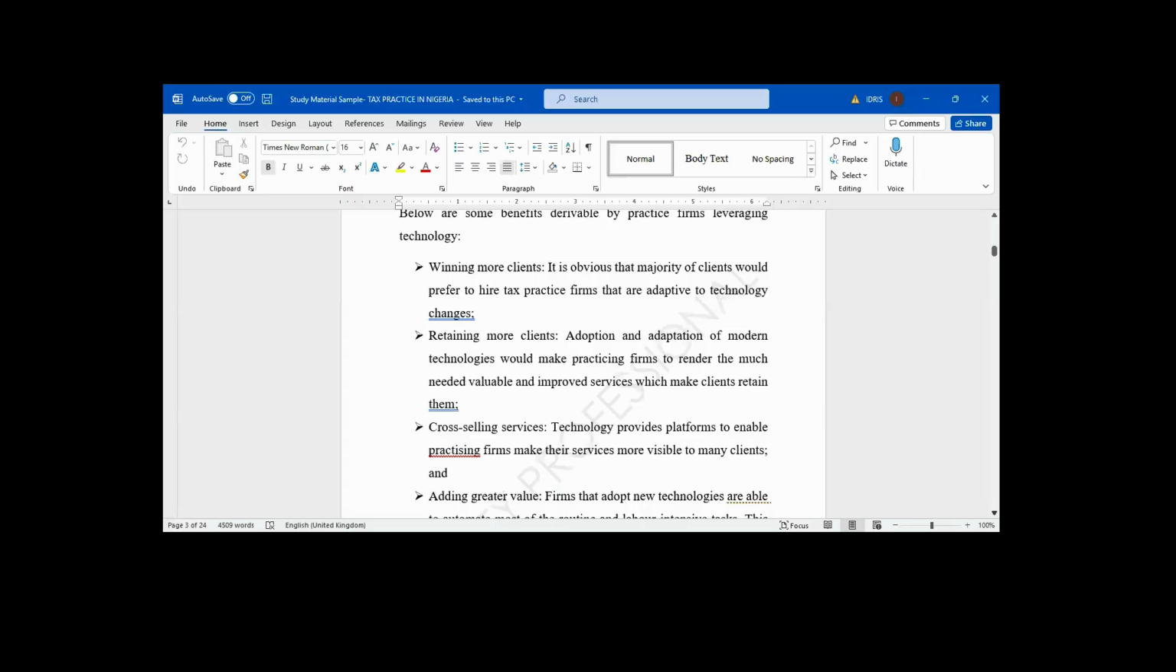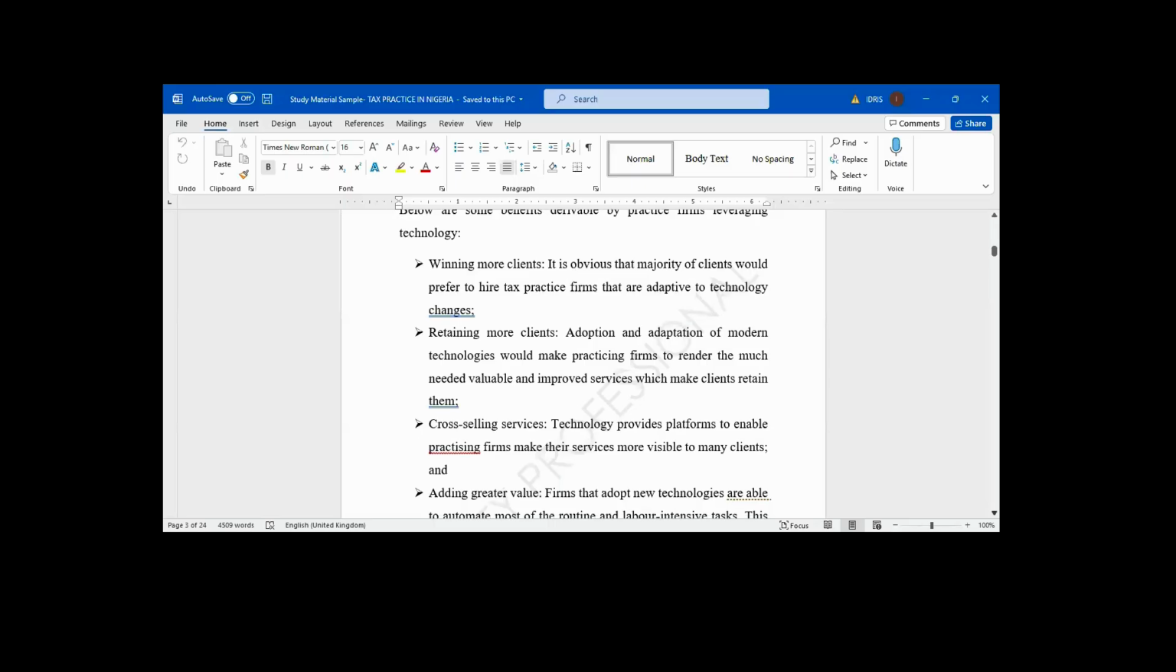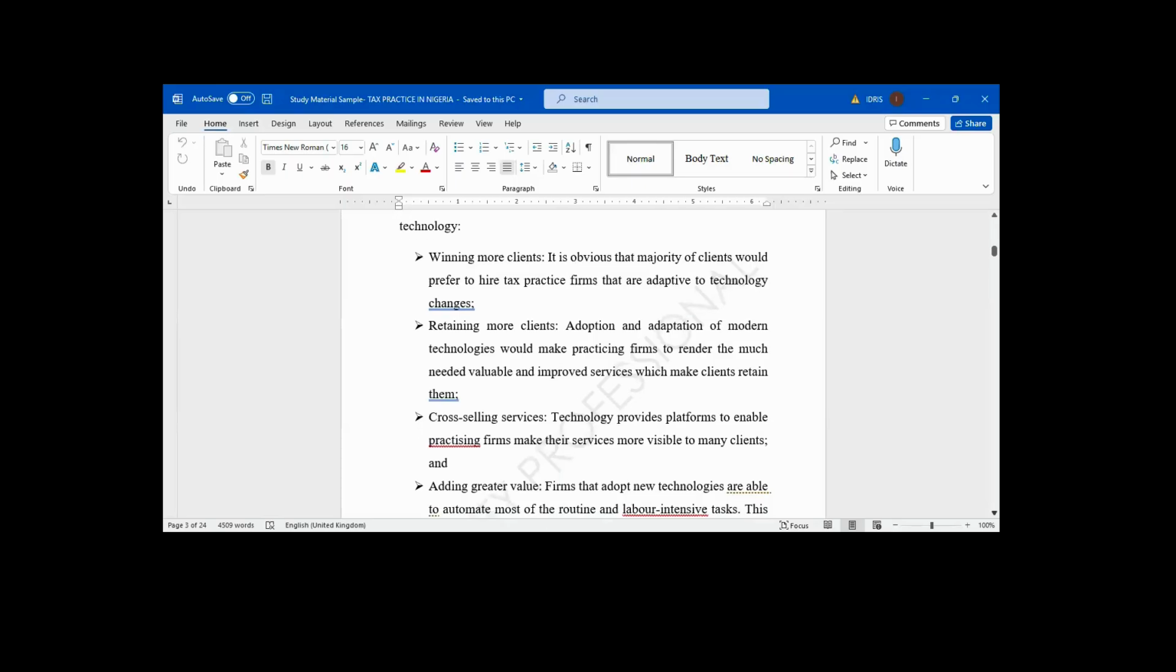Cross-selling service is another benefit of why a tax practice firm needs to leverage on IT. Apart from providing accounting service, apart from providing tax service, you also provide some services that require the use of IT, like training their staff on how to use some accounting package, giving some advisory, helping them to install accounting software.